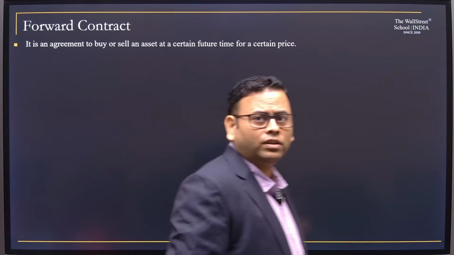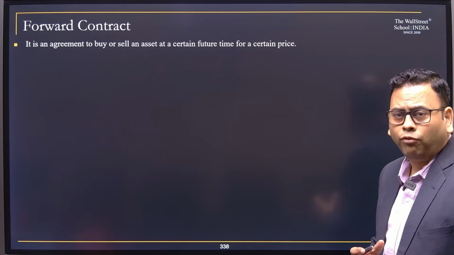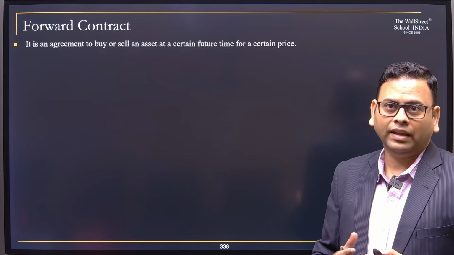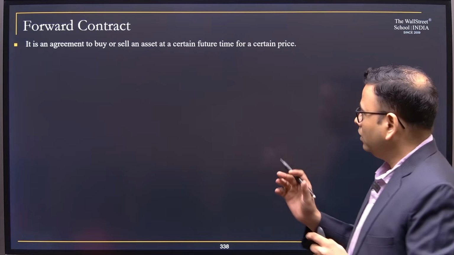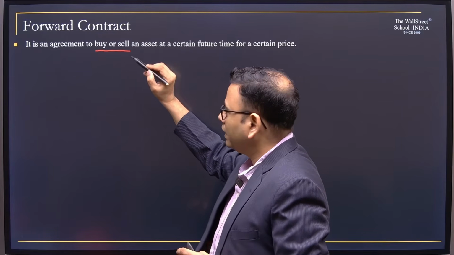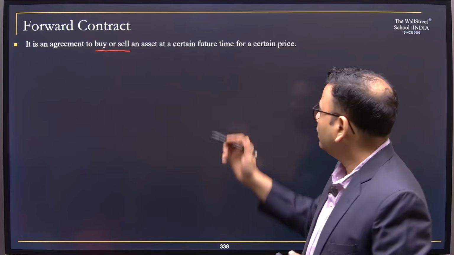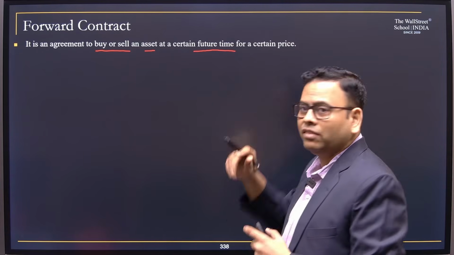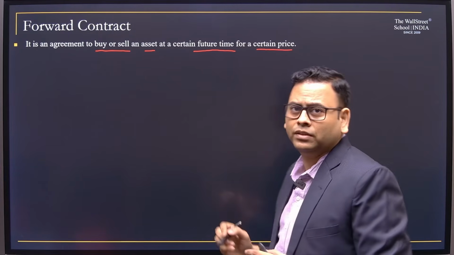So let's begin with a forward contract. So we'll be talking about what a forward contract is. A forward contract is nothing but an agreement to buy or sell an underlying asset at a fixed price at a future date. So there are a couple of things which you need to keep in mind here. First is, it is an agreement to buy or sell an underlying asset at a certain date which has to be in future and at a certain price.